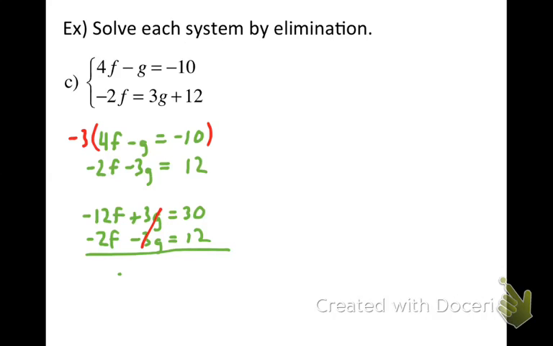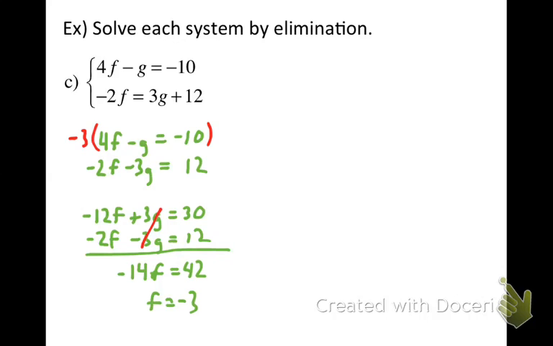And so I'll have negative 14f equals 42. And then f is going to give me negative 3. Excellent. And then as we've been talking about, take any equation, any of these 6 equations truly, and replace f with negative 3 to find out what g is.